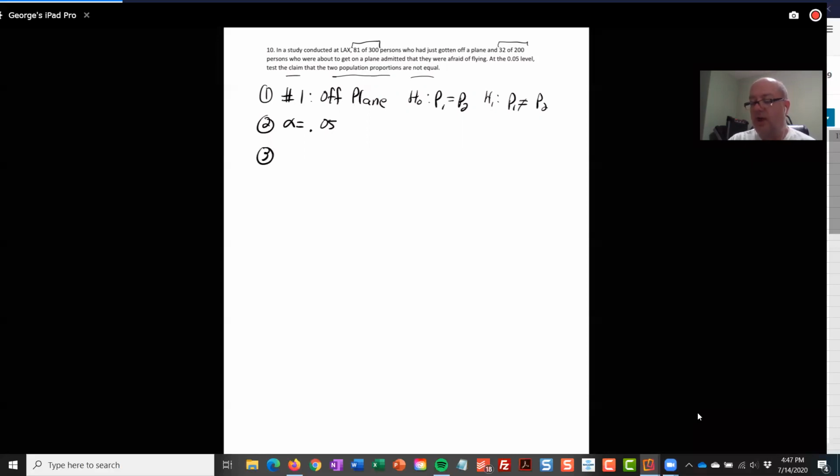For the conditions for sample 1, we would multiply 300 by 81 over 300 by 219 over 300, and we would get 59.13, definitely big enough. If you repeat this for sample 2, we're talking about 200 times 32 out of 200 times 168 out of 200. That is equal to 26.88.